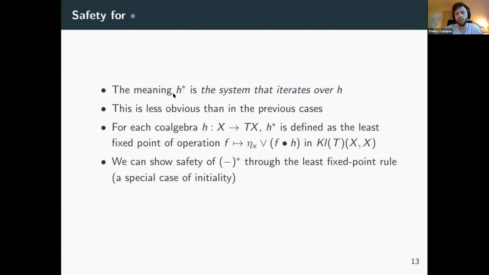So we wanted to say, for instance, that if we have a bisimulation between two systems, H and G, then there is a bisimulation between the systems H star and G star. So this was harder because the Kleene star operation is defined as a fixed point. So you need to deploy some basically initiality, induction, the least fixed point rule. We do have a proof on that, which is ready.